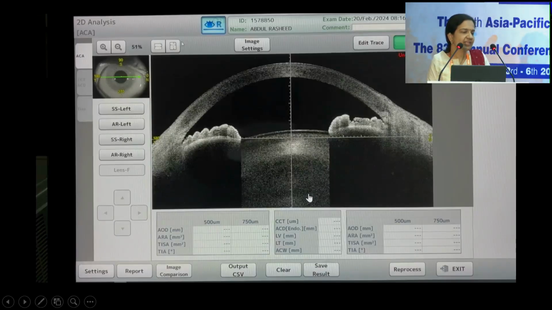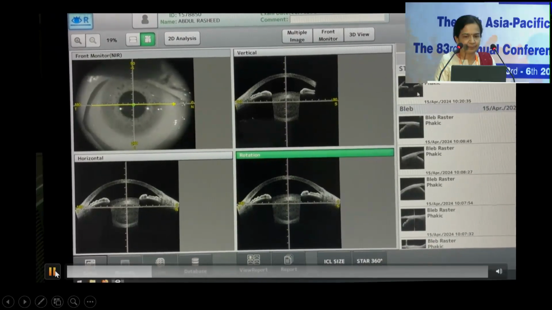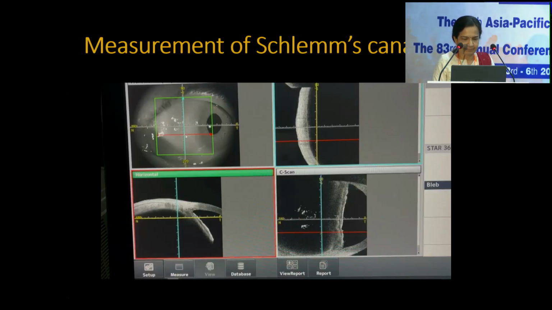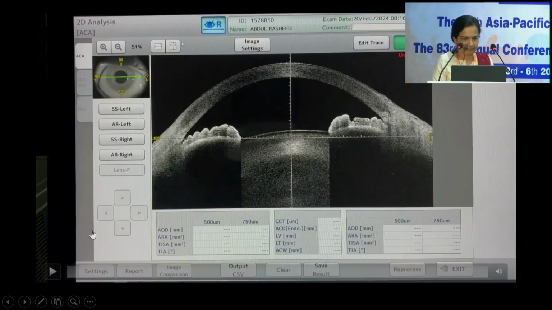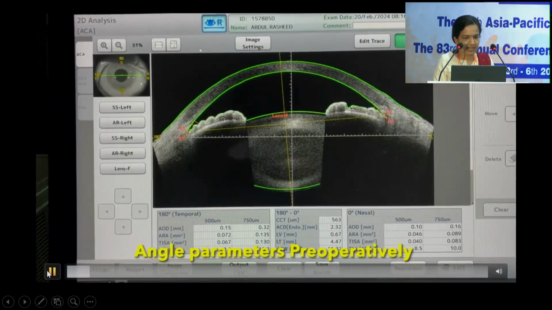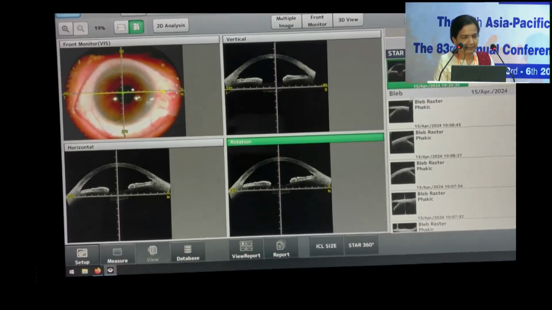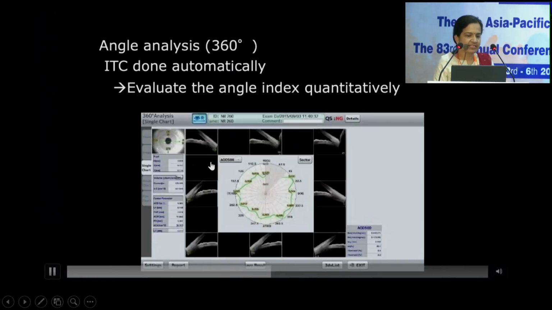Now that we have seen how we can qualitatively assess, we can also do a quantitative assessment using CASIA. We can assess the angle parameters pre-operatively using this star 360 degree again, using the 2D analysis. So the angle parameters can be measured pre-operatively. And after post-phaco and GSL, you can clearly see the opening of the angle.